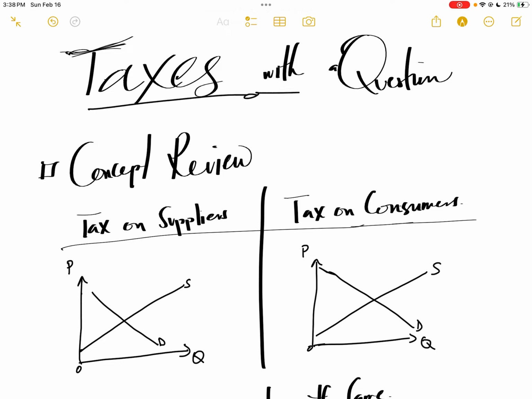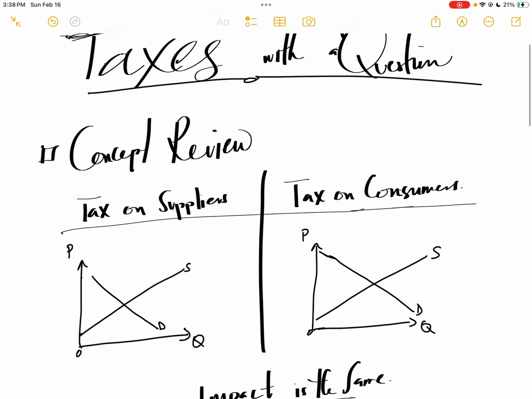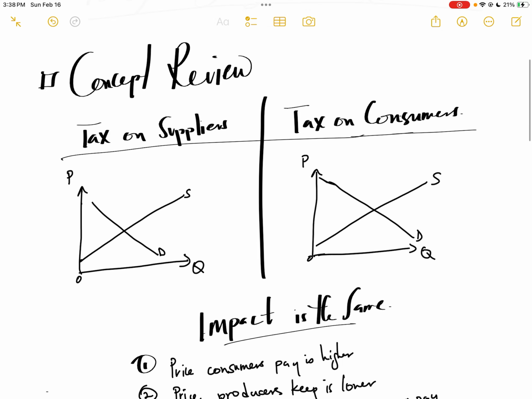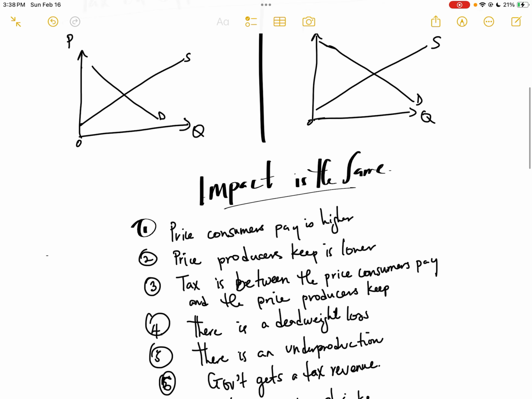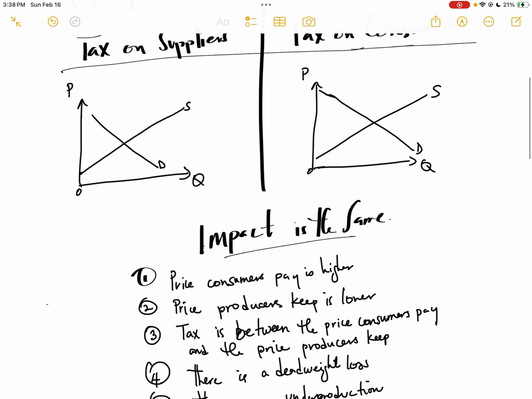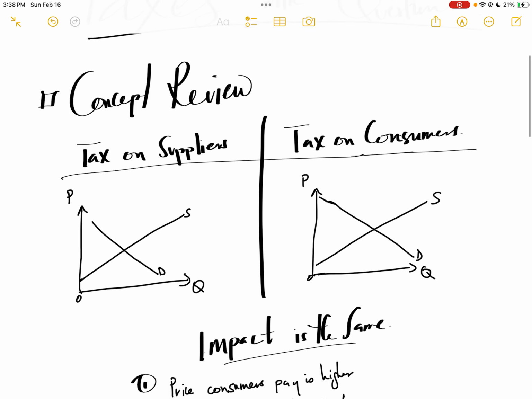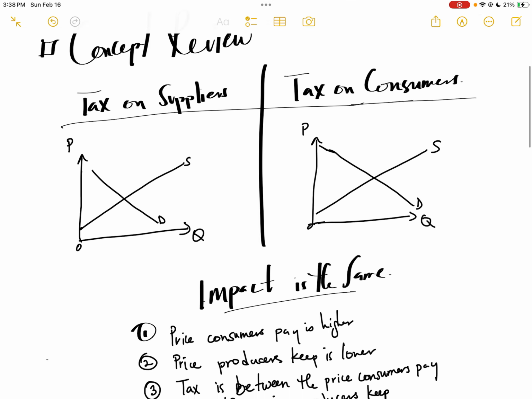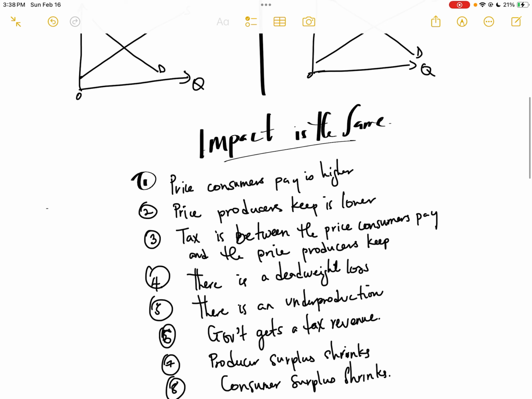So this is taxes with a question. Okay, what is the concept review here? If you notice, I just set things up and I will fill in the two graphs. And let's go over the impact of taxes on suppliers and tax on consumers. The impact is the same, really.